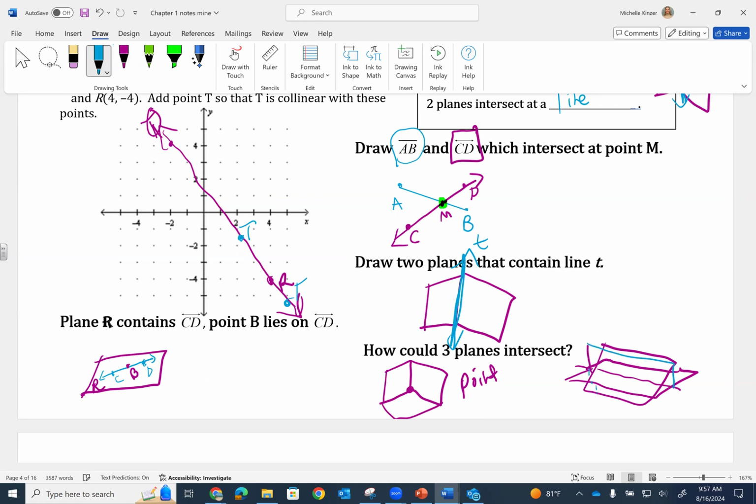And it kind of goes below a little bit. So you can think of a spinning wheel, like a filter. Now how these meet would be at a line. And you can imagine it kind of spinning. So if you can't draw it, that's fine. But I want you to know three planes could intersect, have a common point where they meet, being at a point or being at a line.